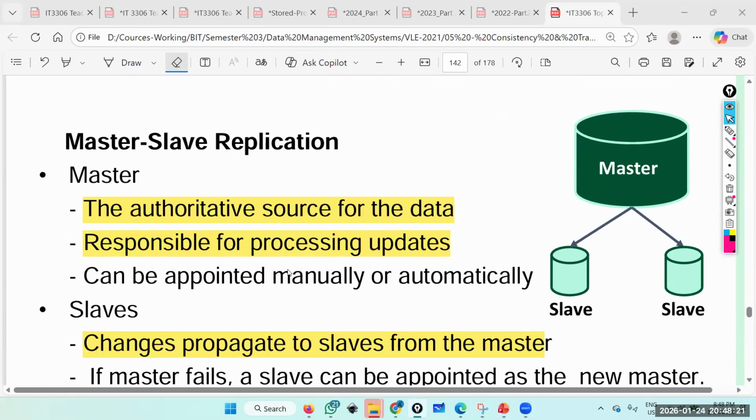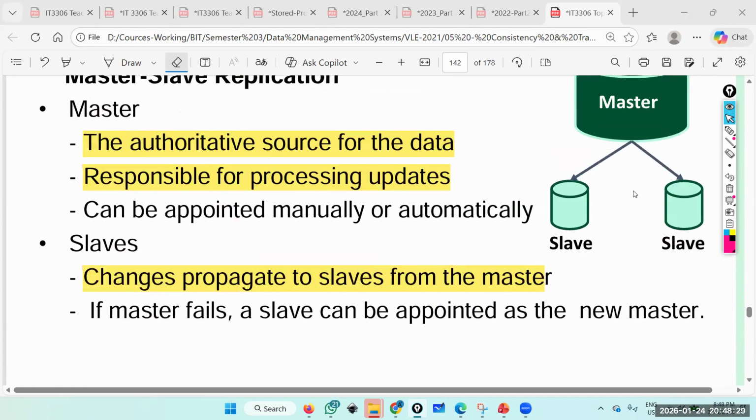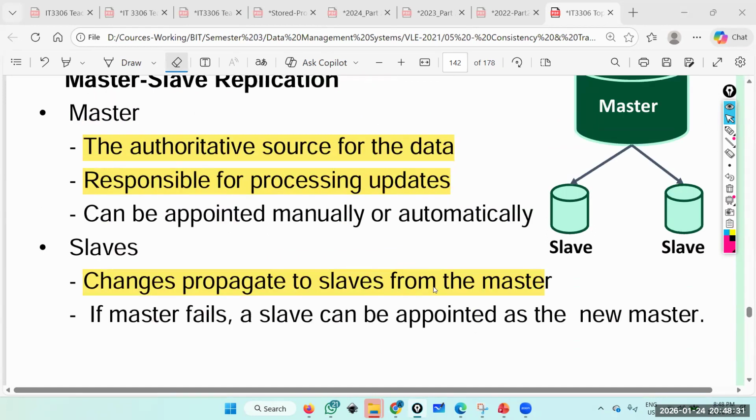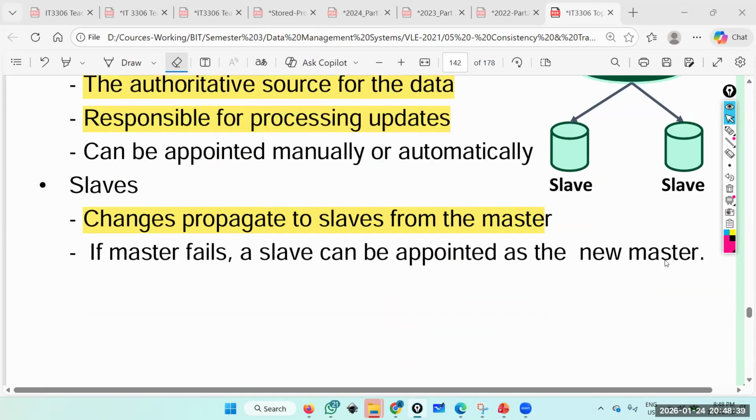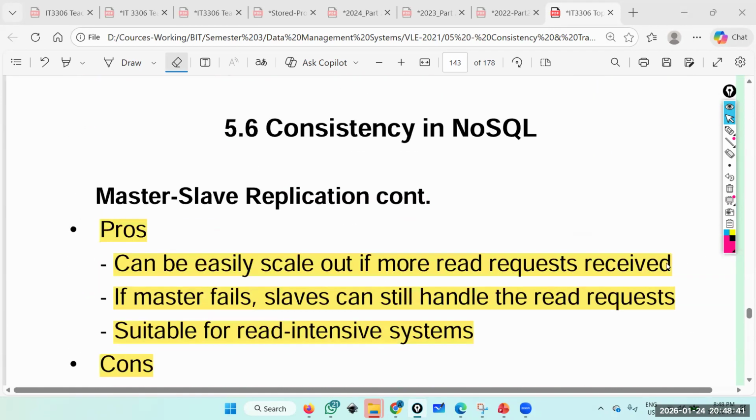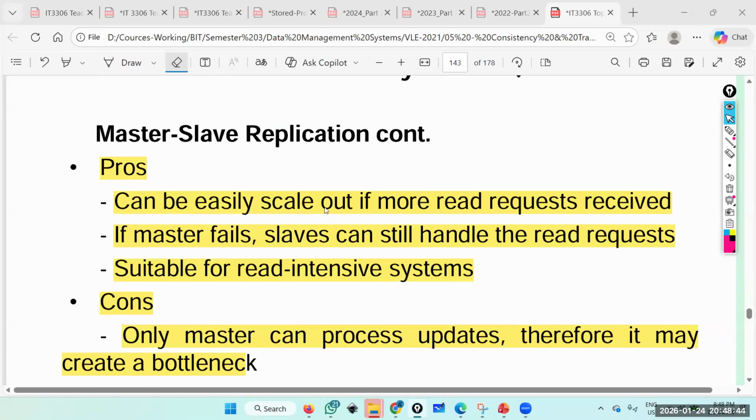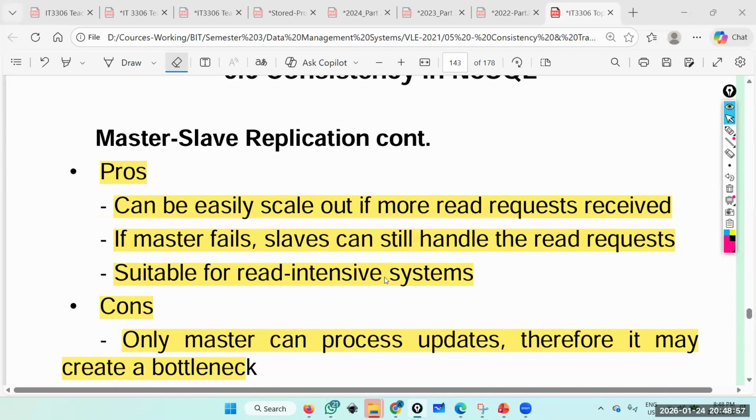Okay. Right. So this is one type of replication, master slave. Right? Master slave. So that means changes propagate to the slaves by the master. So if there's a modification, you do it to the master. Master will propagate it to slaves in clusters. So pros and cons: it can be easily scaled out if more read requests are received. If the master fails, slaves can still handle the read requests, suitable for read intensive systems. Okay.